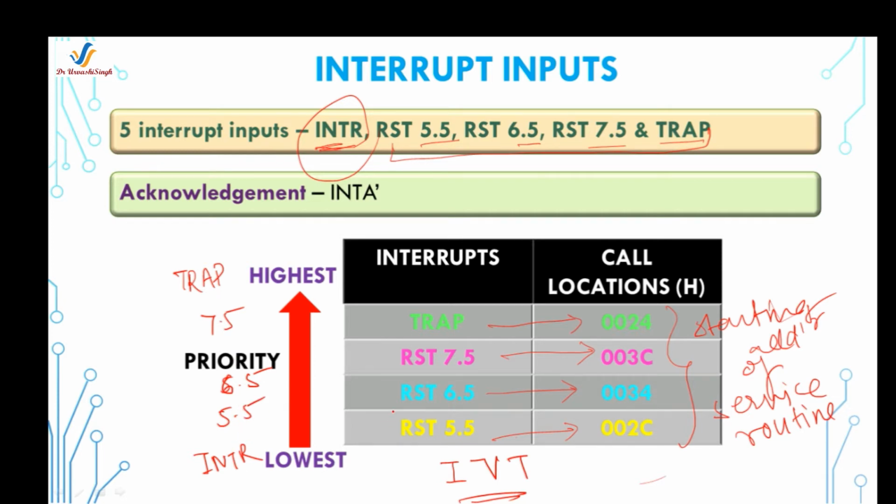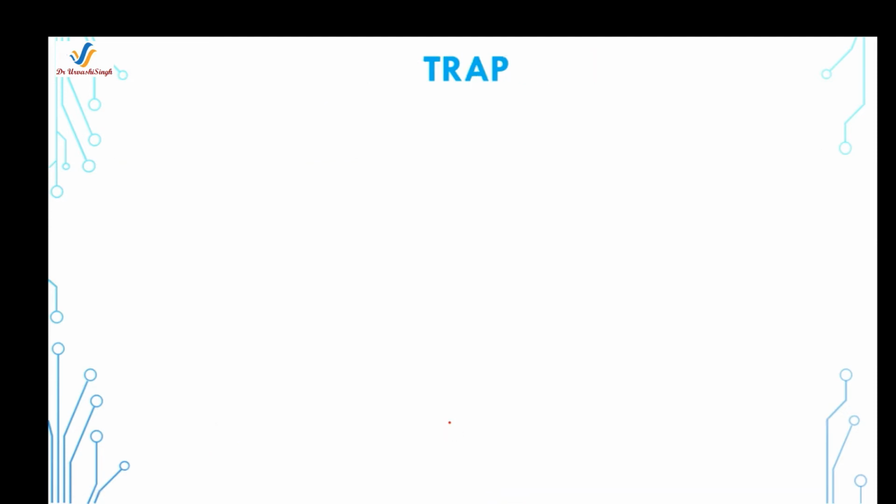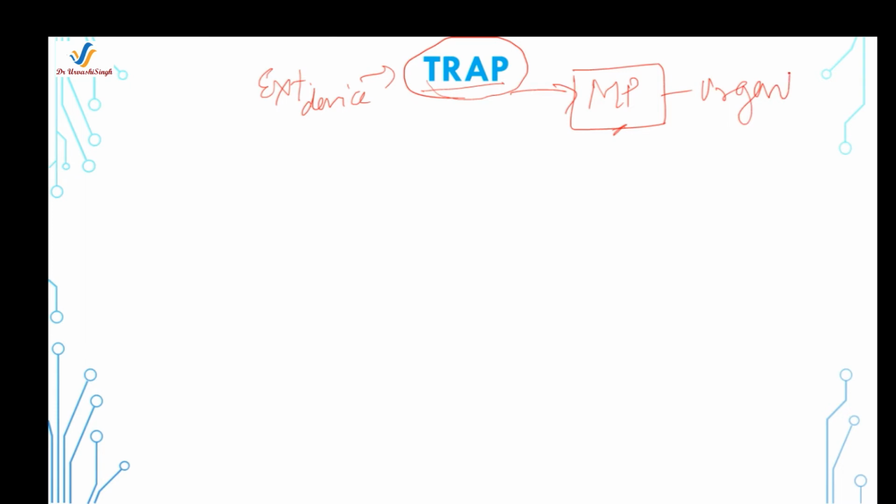Now let's see each interrupt in detail. So the first one is TRAP. So students, before going into detail of the TRAP interrupt, first tell me what the name is suggesting. Trap. It means it is going to trap the microprocessor. That means whenever an external device wants the microprocessor to perform some task on an urgent basis, it will send the TRAP interrupt.